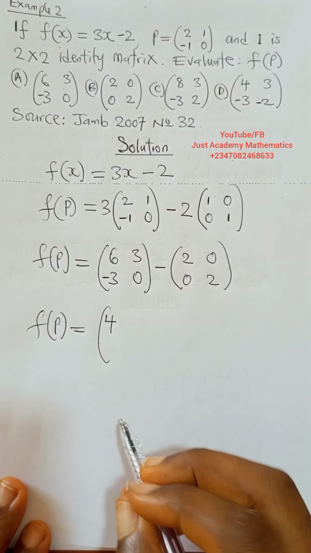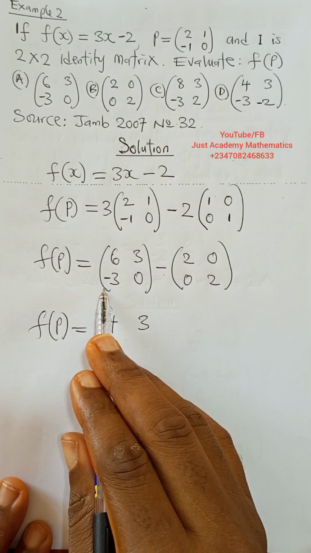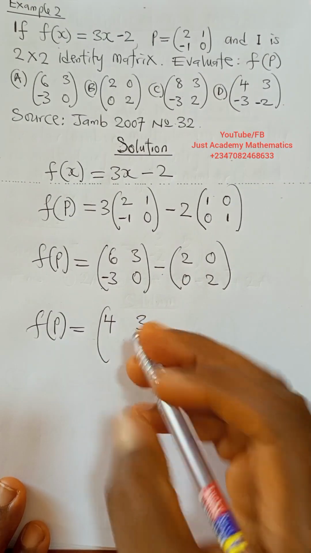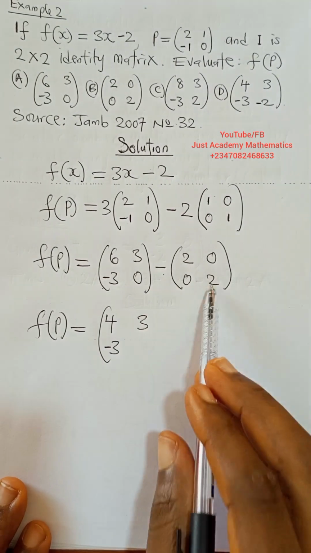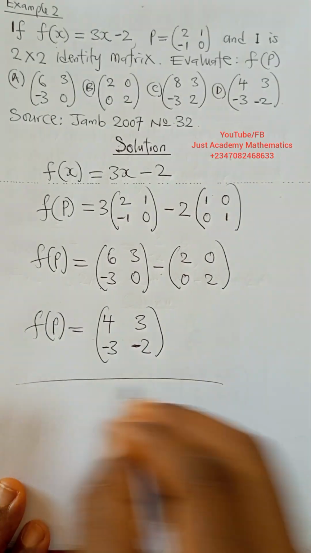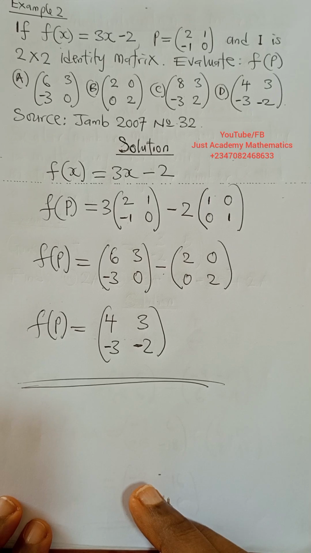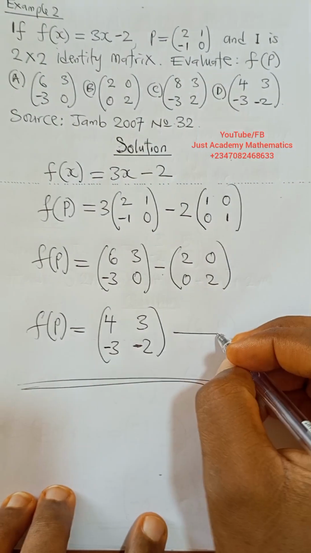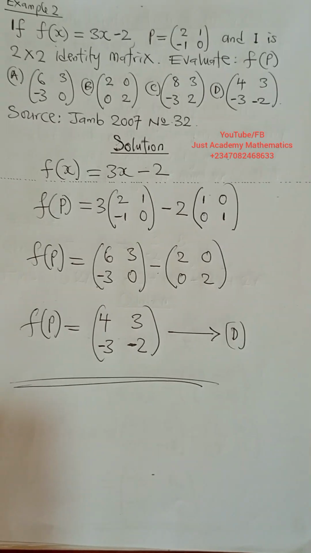So finally, f of p is now equal to 6 minus 2, which is what? 4, of course. 3 minus 0 is what? 3. Minus 3 minus 0 is what? Negative 3. And 0 minus 2 will give us what? Minus 2. So this is the answer for this operation, and that is obviously option D. That is how to solve this.